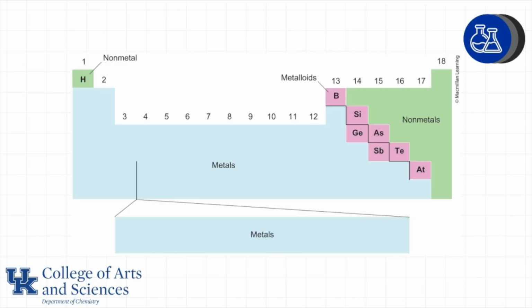A reminder that when we look at the periodic table, metals are on the left side of the periodic table, with the exception of hydrogen. Nonmetals are on the right side, and they're divided by the metalloids. We won't go into much about how metalloids bond because their behavior depends on what they're bonding with.